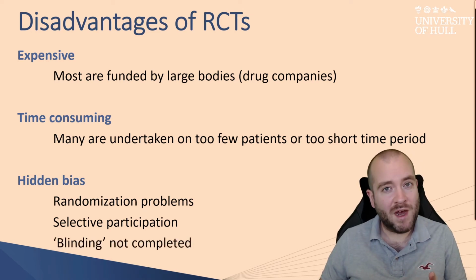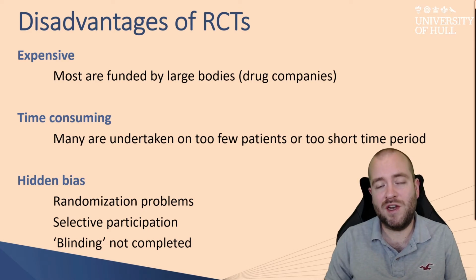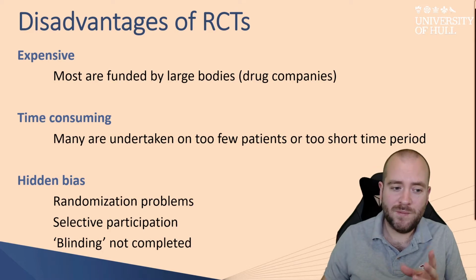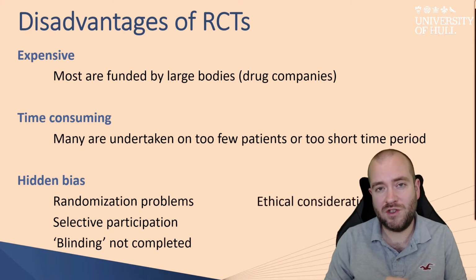You may also get blinding not completed, and this can be on the side of the participants, but also the researchers as well. So the best randomized controlled trials are those that are double blinded. Remember that the participants don't know what's happening with the intervention, and also the researchers don't know as well, and that's reducing the bias.